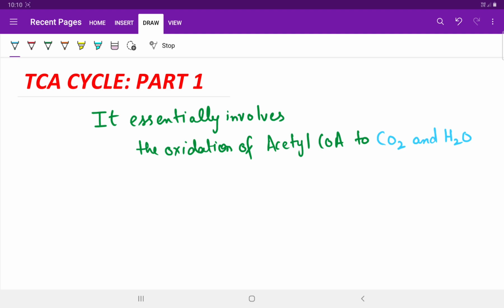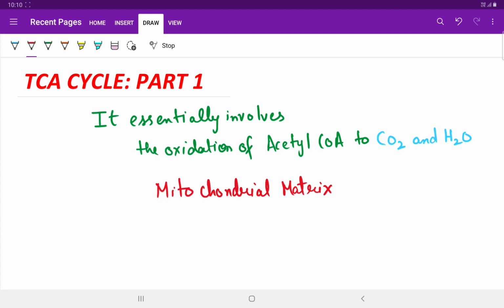So mostly the enzymes of TCA cycle are located in the mitochondrial matrix, in close proximity to the electron transport chain. This enables the synthesis of ATP by oxidative phosphorylation without any hindrance.